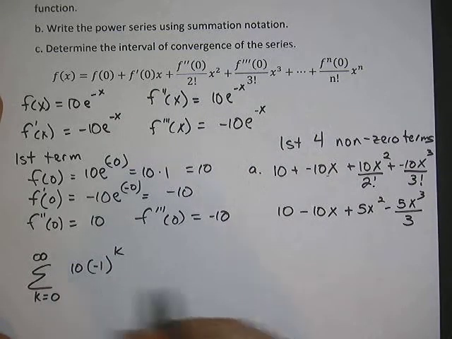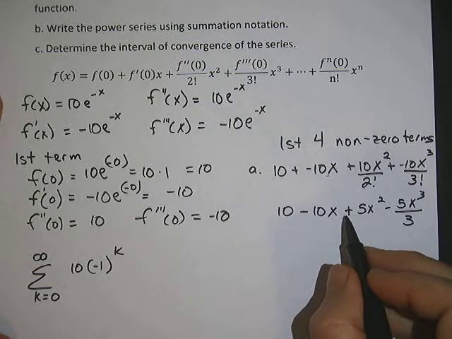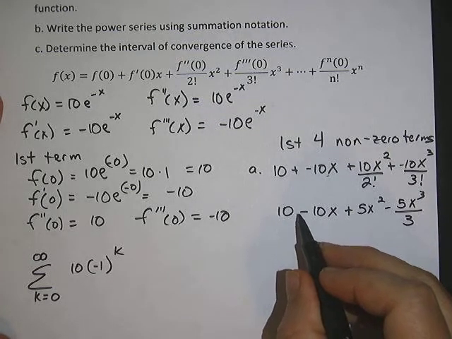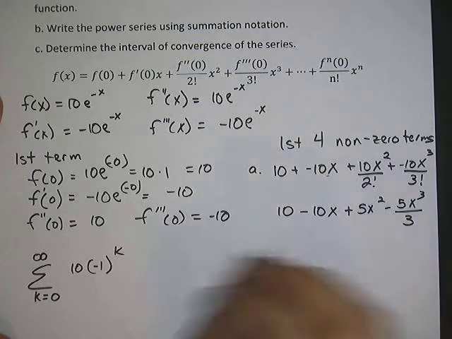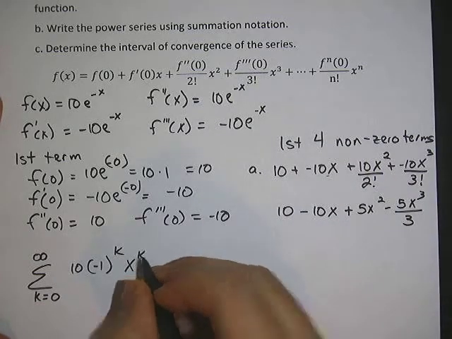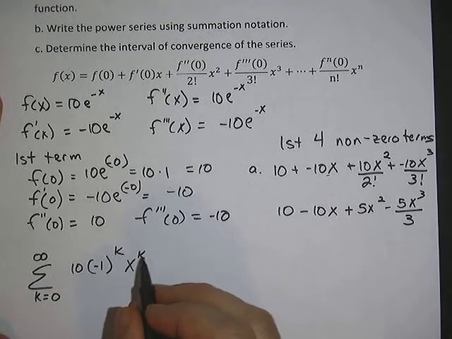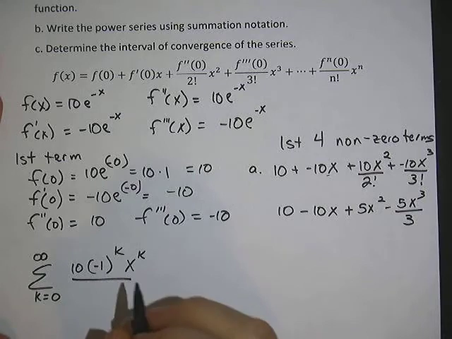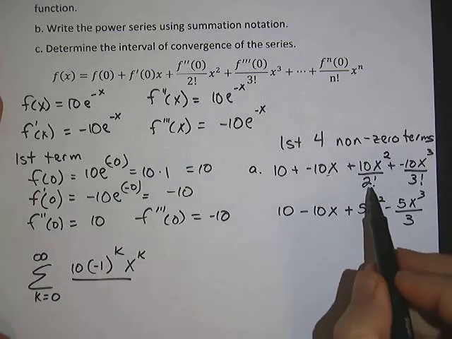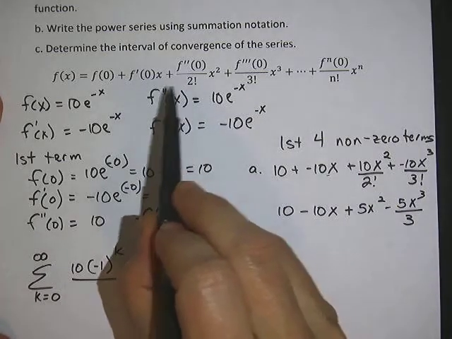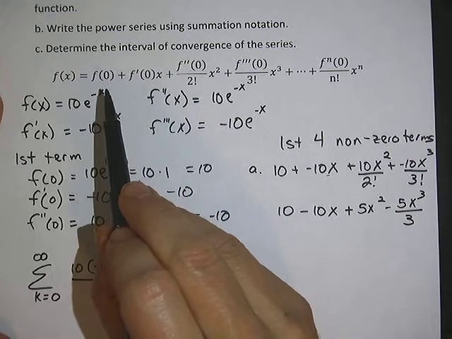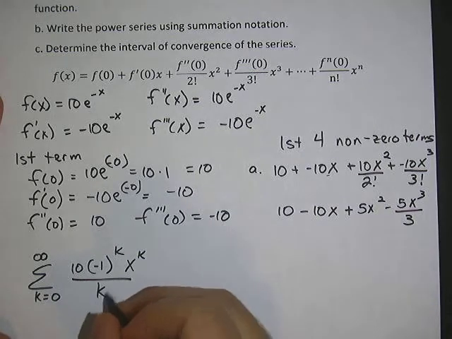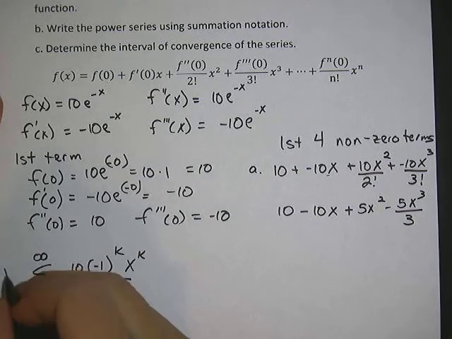And then, how do we get our x's in there? Well, the first one doesn't have an x, or you could say it had an x to the 0 power, then x to the 1 power, x to the 2 power, x to the 3 power. So that's going to be x to the k, because our first one is going to be to the 0 power, which works. And then we're dividing by, just like up here, you can see the pattern is 0 factorial, 1 factorial, 2 factorial, 3 factorial, 4 factorial, so it's k factorial. Okay, so that's B.